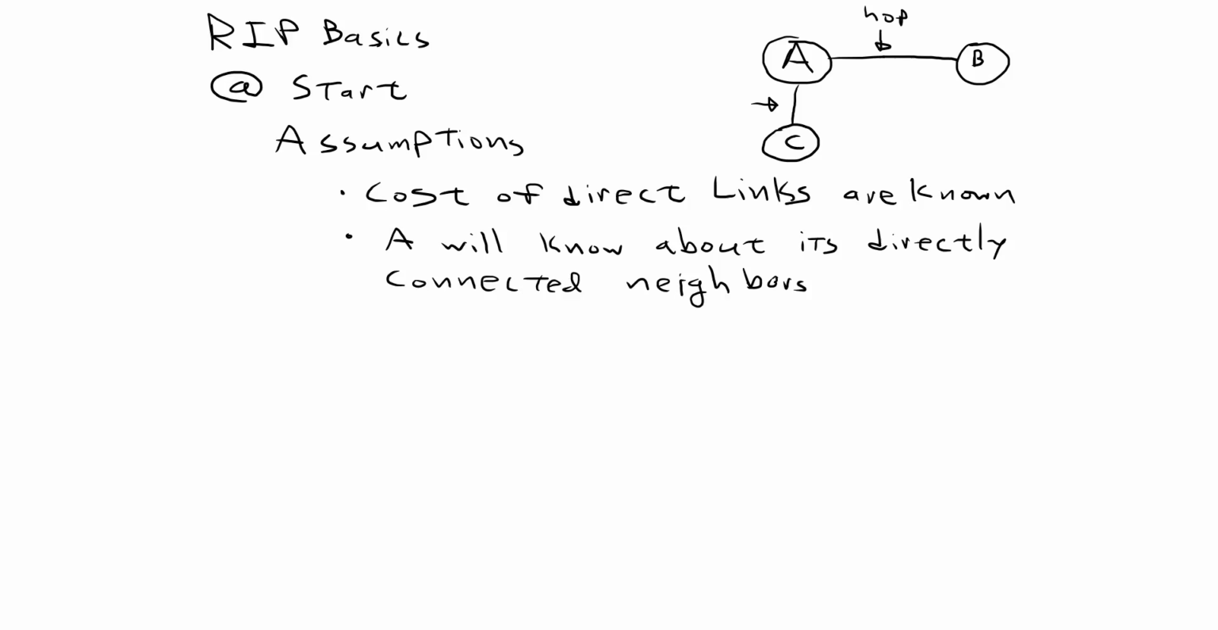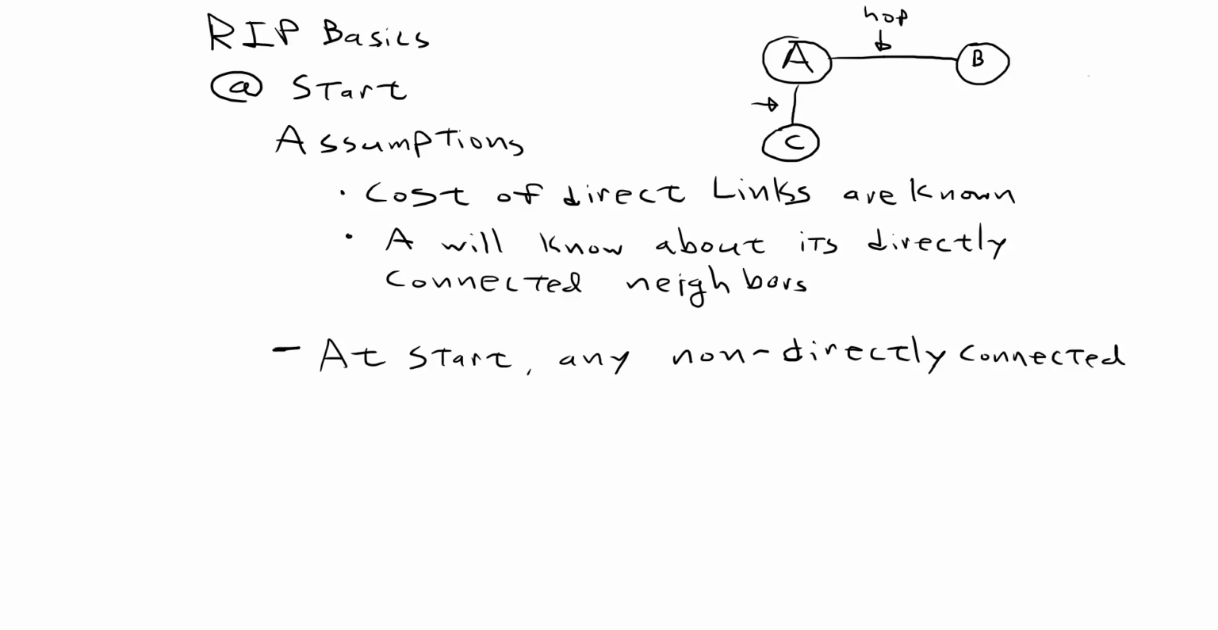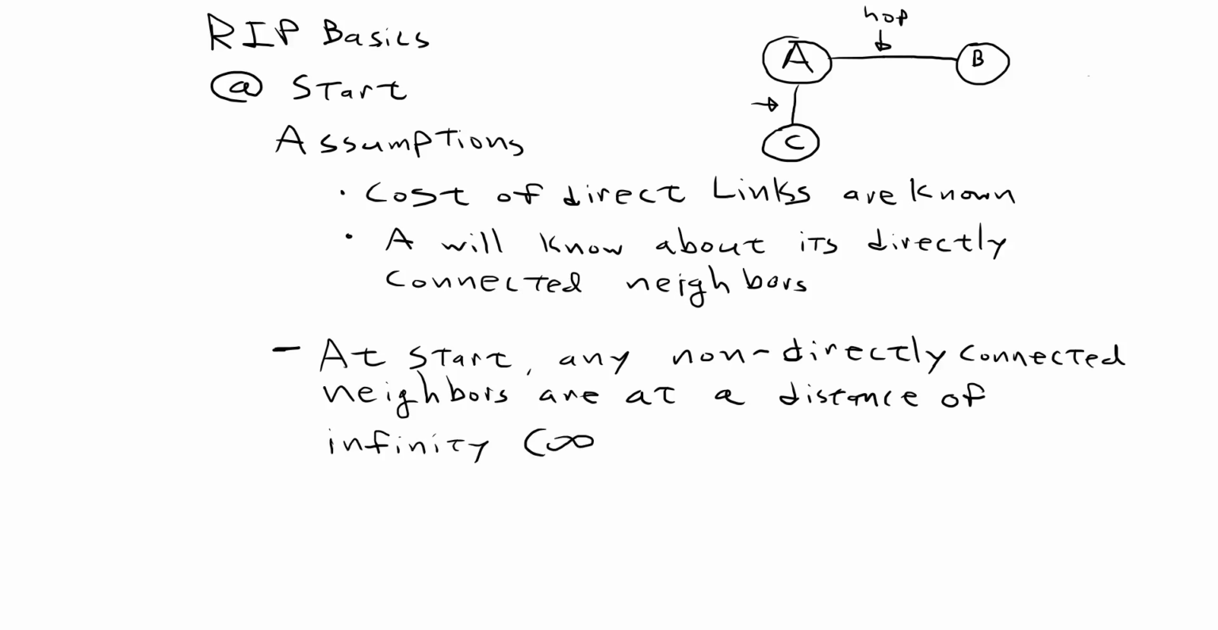If there were other networks that for some reason A knew about but did not have an immediate connection to at the start, we would say that those other routers or other networks would be at a distance of cost infinity. This is basically our way of saying these are unreachable.